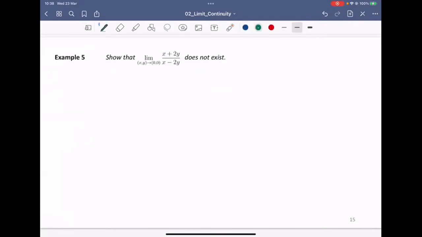This is your first example of showing that a limit does not exist, so I'm going to show the full solution. The limit as (x,y) goes to (0,0) of (x + 2y)/(x - 2y). What you need to observe first is that (x,y) goes to (0,0), which means if you draw the plane here, the point you are interested in is (0,0).